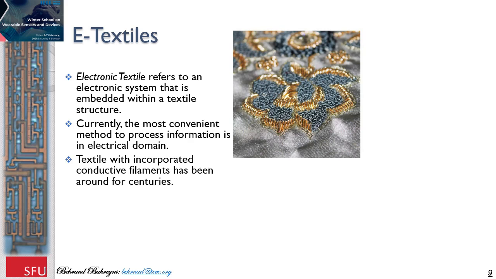Textiles with electrical properties have been around for a very long time. So here shown is a piece of textile with embroidery. This is known as zardozi in India and Iran and that part of the world, where people take filaments of gold and create these patterns on textile. And as soon as you have gold on a piece of textile, you have electrical conduction. So obviously we haven't been using it for that kind of an application over the past few centuries.